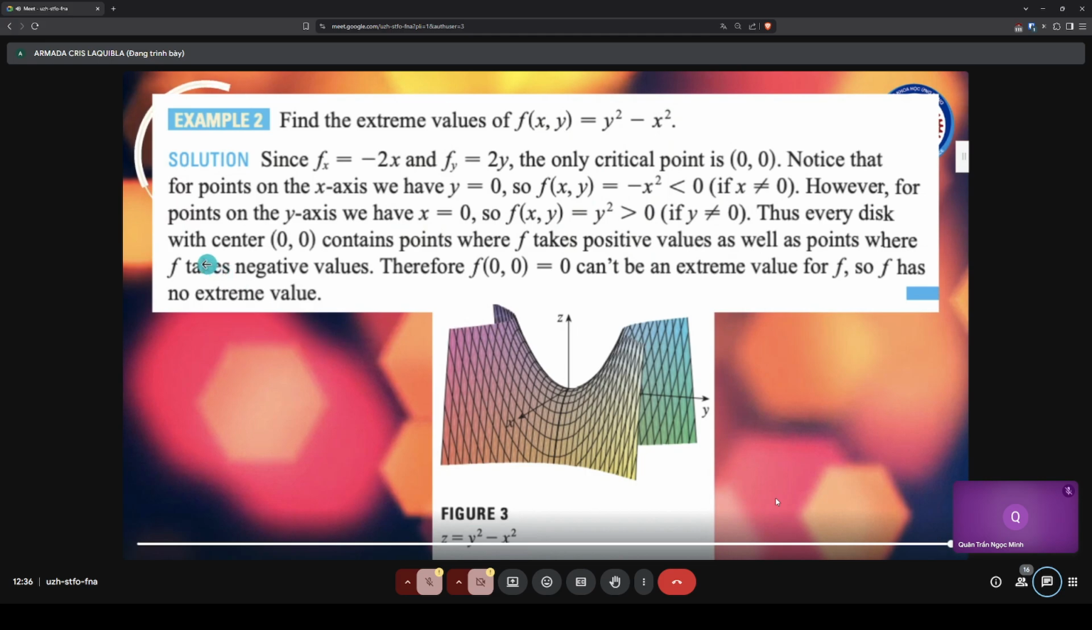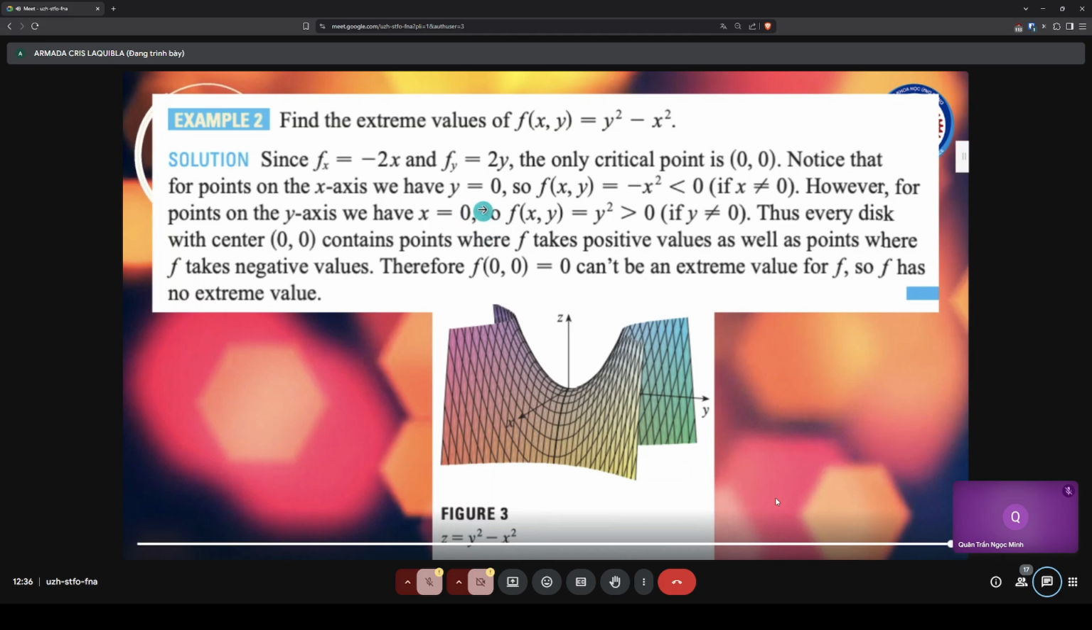Thus, every disk with center 0, 0 contains points where f takes positive values as well as points where f takes negative values. As you can see here, at the point 0, 0, along the x-axis f is negative, and if your x is 0, f is positive. So there are two different answers. Therefore, f of 0, 0 is equal to 0 and cannot be an extreme value of f.